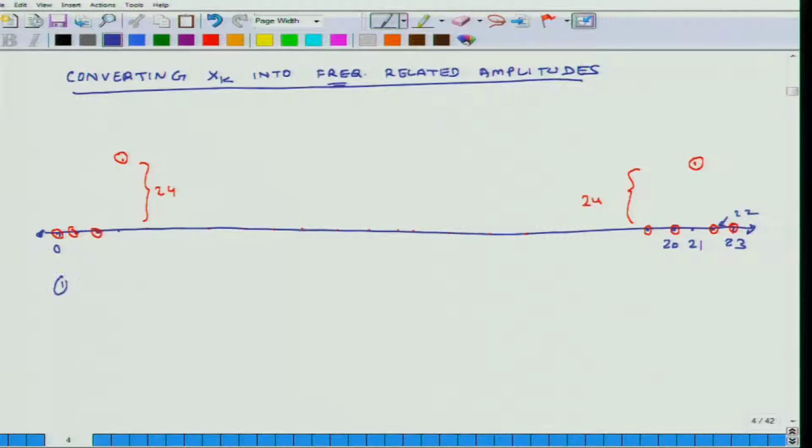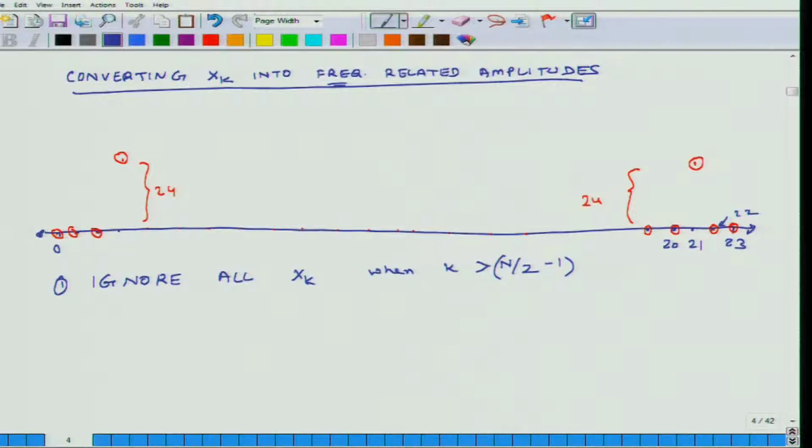First thing is, ignore all values of Xk when k is greater than N over 2 minus 1. So, in this case what does that mean? You take only the first 12 points, right? You take only the first 12 points.